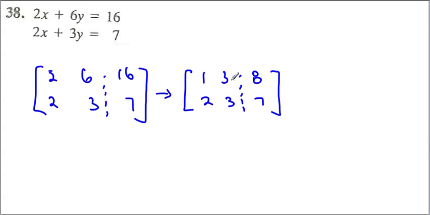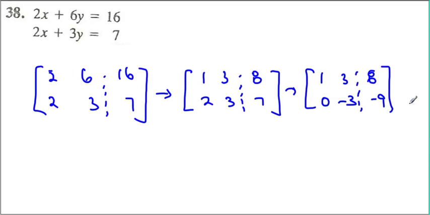I can multiply this one by negative 2, and then add on to here, then we'll get 1, 3, 8. Multiply this one by negative 2, add up to be 0. Multiply this one by negative 2, and then add on to this one to be negative 3. Multiply this one by negative 2, and add on to this one will be negative 9.